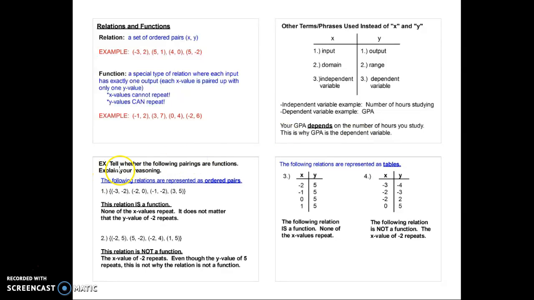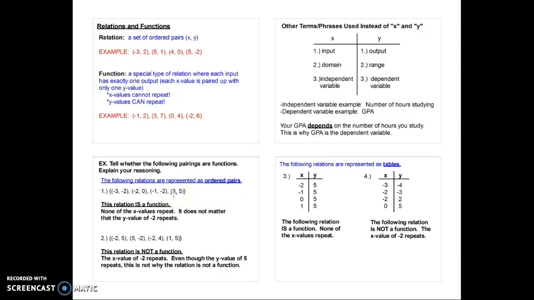Now, another example here. We want to tell whether the following pairings are functions. We have (-3, -2), (-2, 0), (-1, -2), and (3, 5). These relations are represented as ordered pairs. We want to decide, is this a function? It is definitely a relation because it's just a set of ordered pairs. But is it a function? Remember the rule for that is that the x values cannot repeat. So I have a -3, a -2, a -1, and a 3.